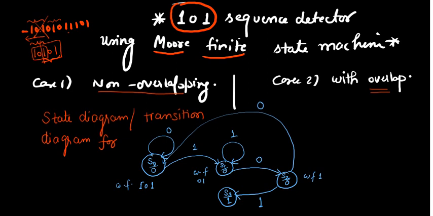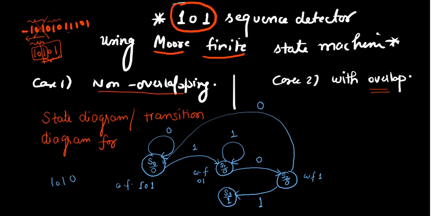So from each state, we need to see both possibilities. We are in S2, 0 arrives, we move here, 1 arrives, we move here. We are in S1, 0 arrives, we move here, 1 arrives, we move here. But what happens if we are in S3 state and 0 arrives? So we have received 101 and we encounter a 0.